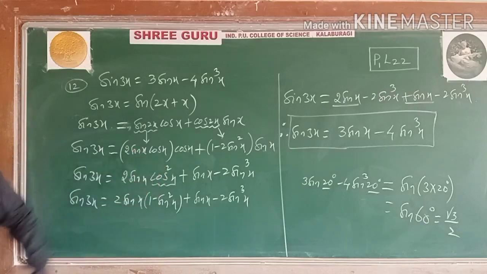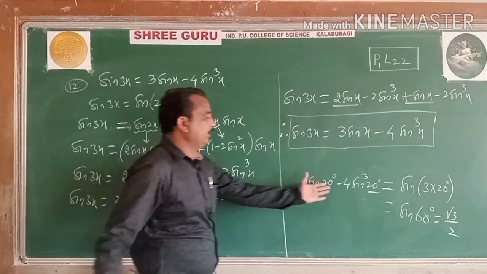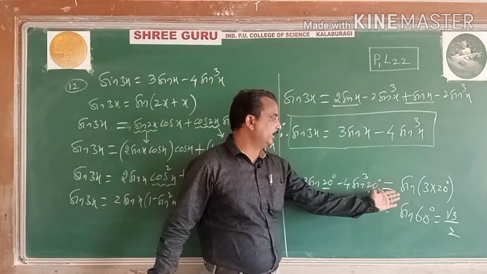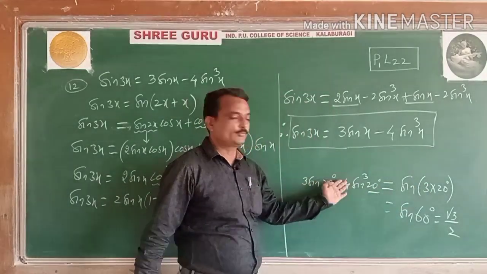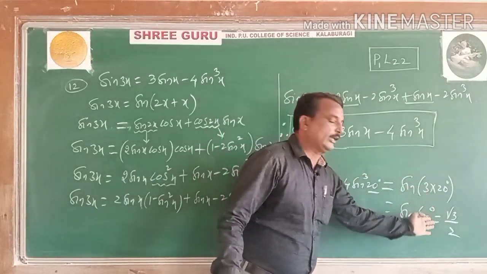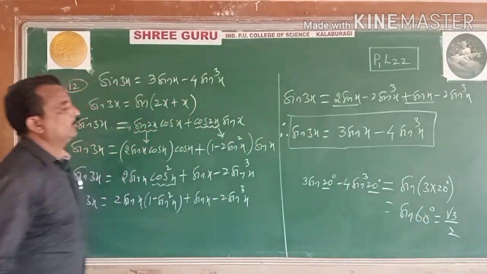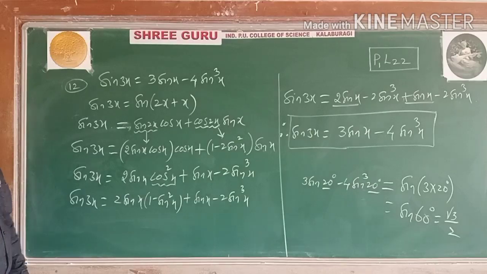Like that, calculating the example, students. 3 sin 20 degree minus 4 sin cube 20 degree, this is sin of 3x. So 3x means sin of 60 degree, 3 into 20 degree, it is sin of 60 degree. Like that you have to calculate the examples.